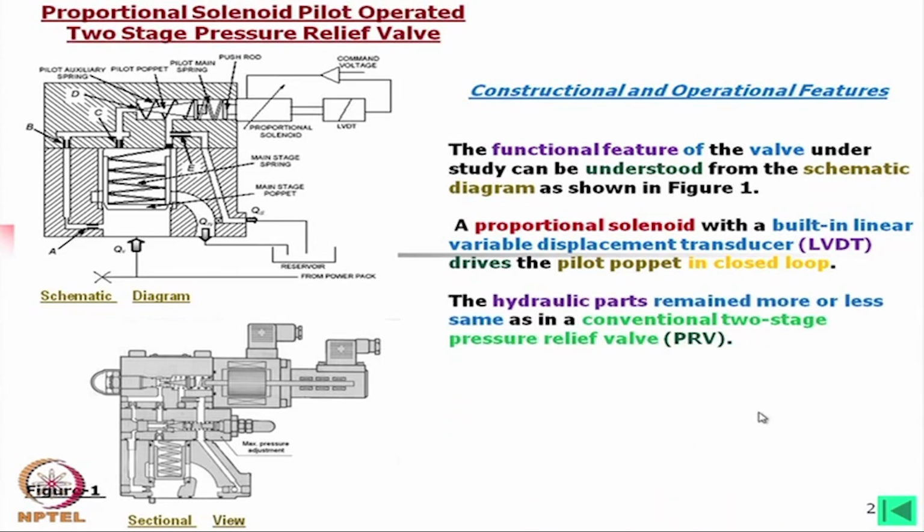Okay. Now, another important point, the hydraulic parts remain more or less the same as in a conventional 2-stage pressure relief valve, which is normally called PRV. Actually, there is some confusion in this terminology.